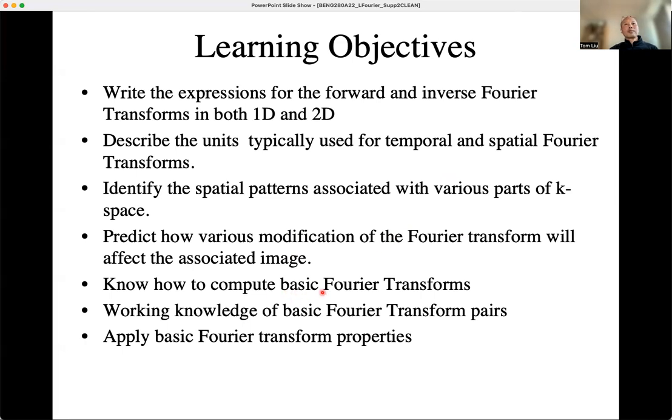We'll compute some basic Fourier transforms, get a working knowledge of some basic Fourier transform pairs, and also apply basic Fourier transform properties.